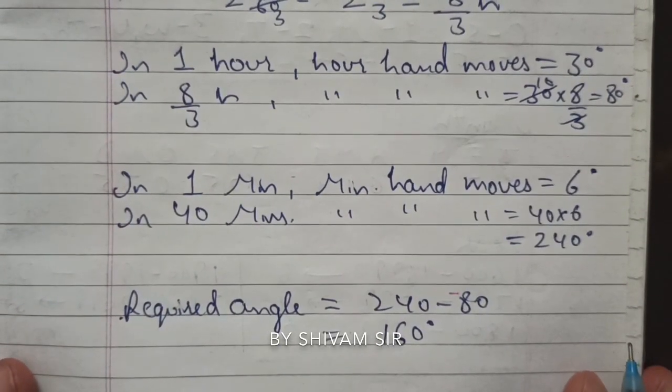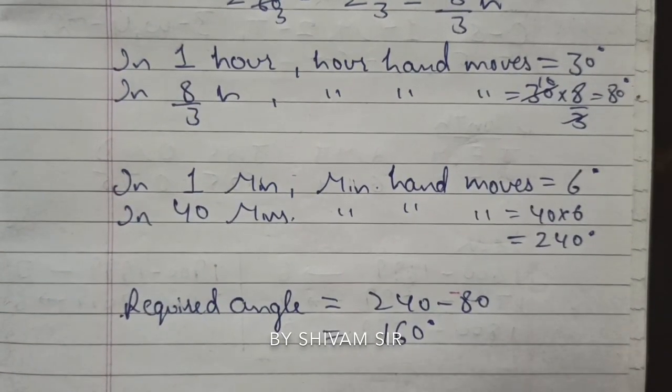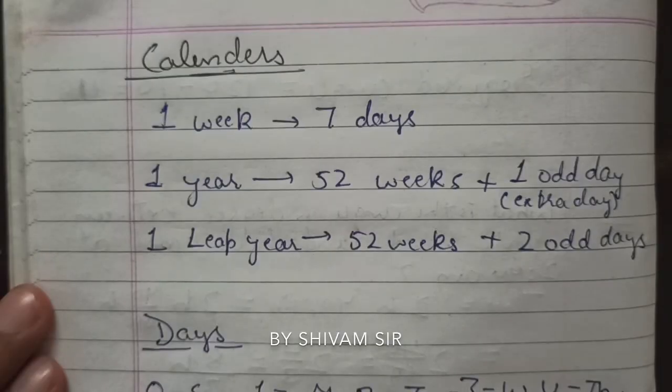So this is the clock topic we did. You can take any time and find out the difference between the minute hand and hour hand. So the next topic of this unit is calendars.